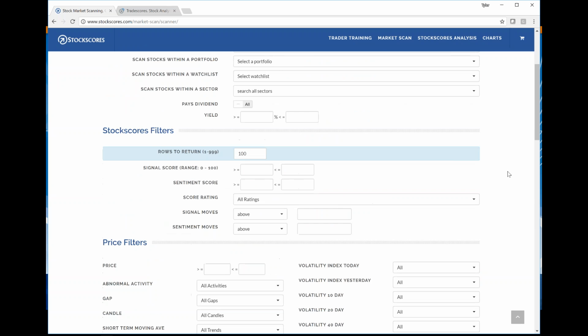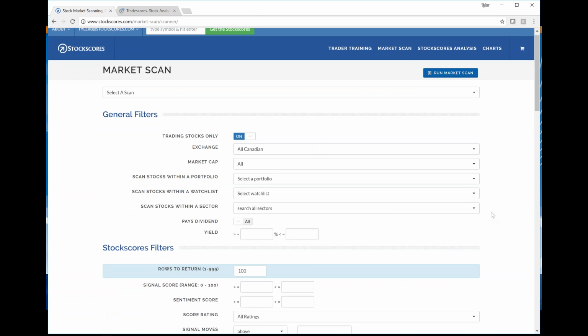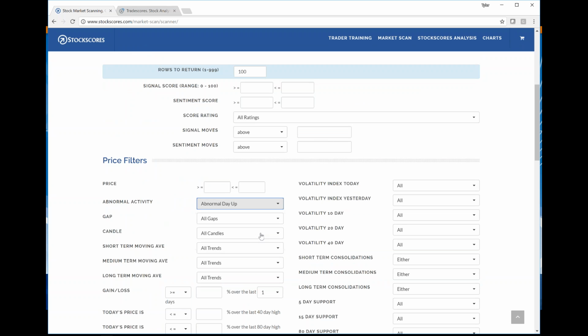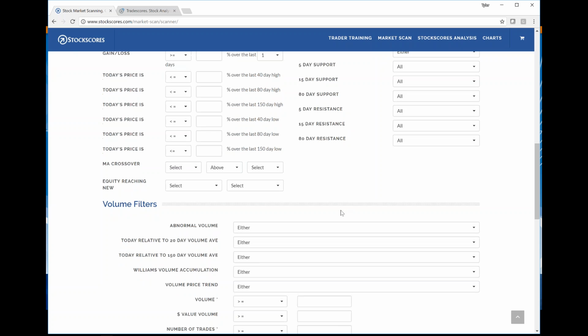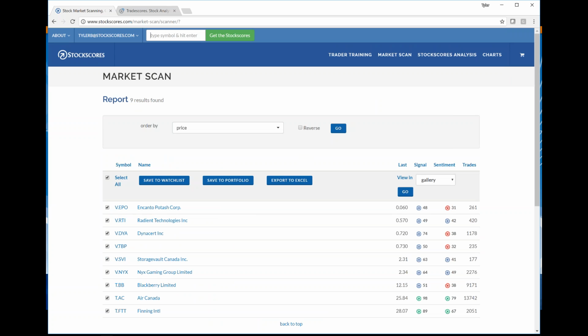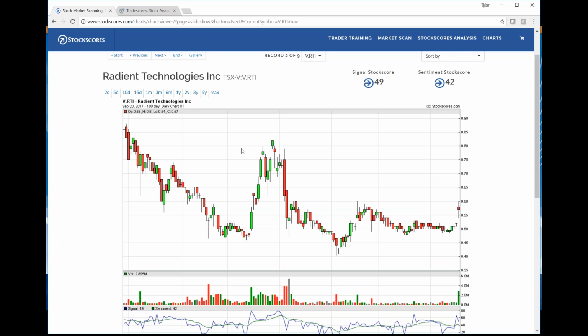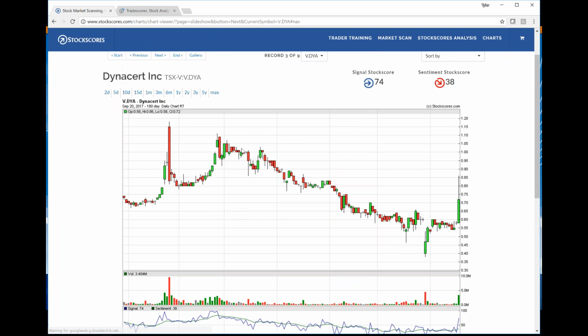So for example, I could say with this tool, show me all the stocks on the Canadian exchange that had an abnormal day to the upside and traded abnormal volume and traded at least 100 times today. Run the scan. And it almost instantly gave me a list of 9 stocks that meet that criteria. I can then view those charts in a slideshow, and just cycle through these charts looking for the patterns that I've learned to look for.